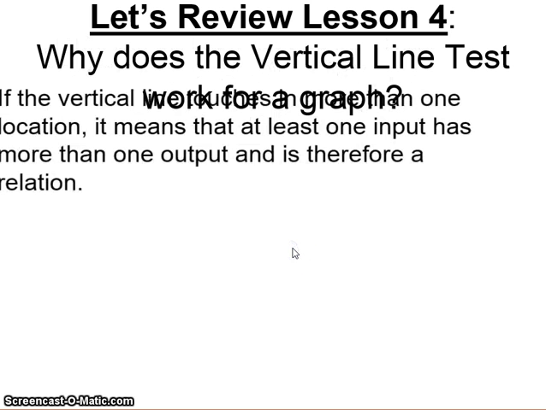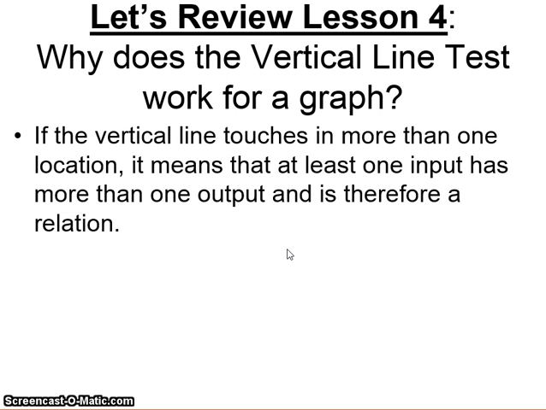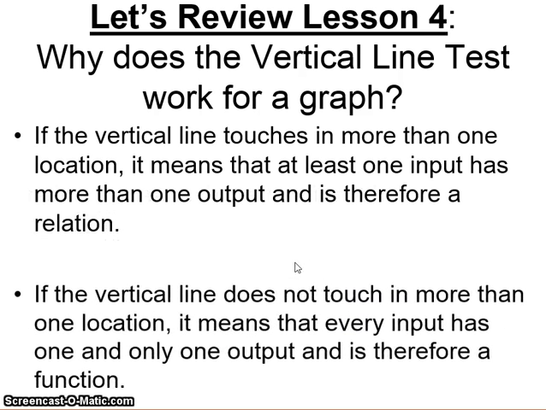So let's review lesson 4. Why does the vertical line test work? If the vertical line test touches in more than one location, it means that at least one input has more than one output and is therefore a relation. But the opposite is true as well. If the vertical line does not touch in more than one location, it means that every input has one and only one output and is therefore a function.